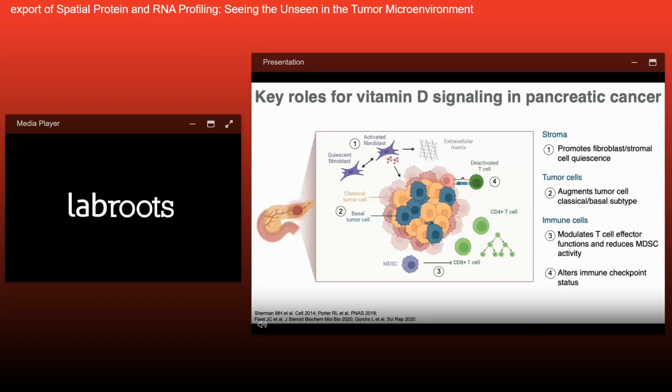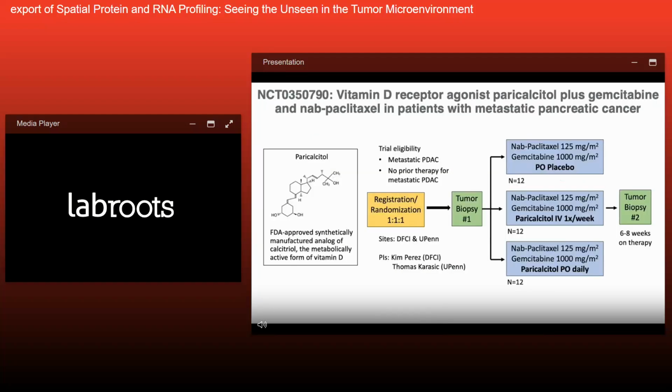And so based on these initial lines of evidence that suggested that altering vitamin D signaling might be able to alter fibroblast activity in pancreatic cancer, the DFCI, working with the University of Pennsylvania, conducted this 3-armed clinical trial testing the vitamin D receptor agonist paracalcitol along with a standard of care chemotherapeutic regimen in patients with metastatic pancreatic cancer.